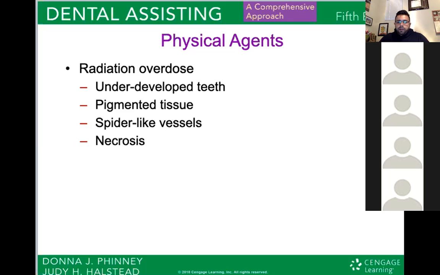Necrosis can occur, which is the death of the body tissue in the area that was radiated. It is caused when there is not enough blood flow to the tissue, and this condition is irreversible. So once any type of tissue becomes necrotic, it's dead tissue that usually has to be removed.